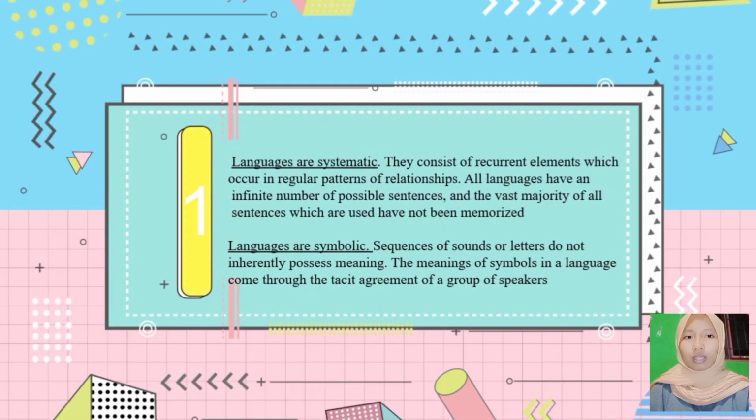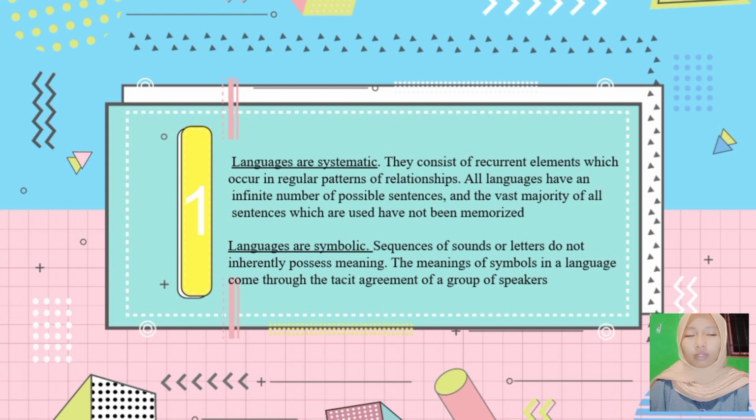Next, the characteristics of the first language. First, languages are systematic. They consist of recurrent elements which occur in regular patterns of relationship. All languages have an infinite number of possible sentences, and the vast majority of sentences which are used have not been memorized. And the second, languages are symbolic.